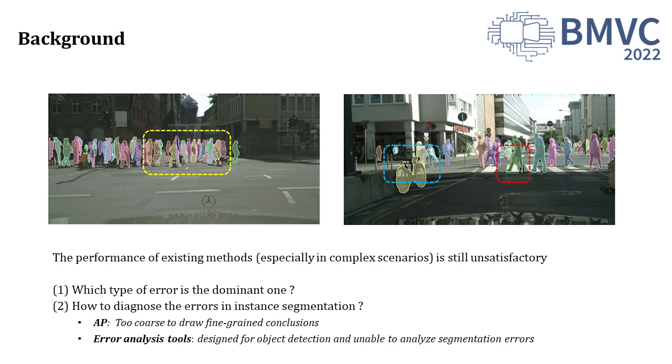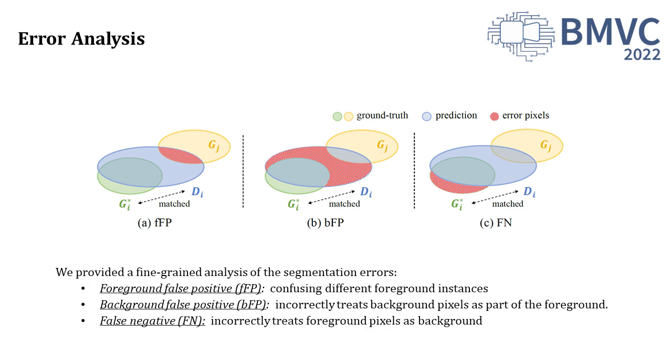Here we ask two questions. Which type of error is the dominant one? How to diagnose the errors in instance segmentation? For the latter, AP metrics are too coarse to draw fine-grained conclusions. Some existing error analysis tools, such as TIDE, are designed for detection and cannot be used to analyze segmentation errors. Thus, a systematic analysis is desired before proposing better methods.